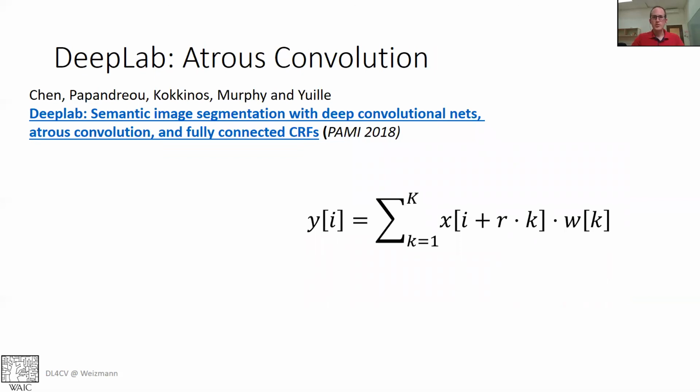Another approach is basically to have a large receptive field without strides. We can do this using atrous convolution or dilated convolution. So ignore this item for a second, this is a regular convolution. We have this kernel and we have this X, and we look at the X times the weights around the central pixel. But now we can do this dilation.